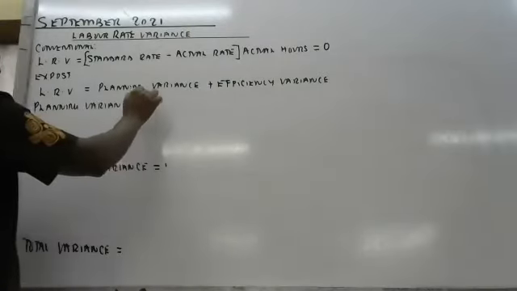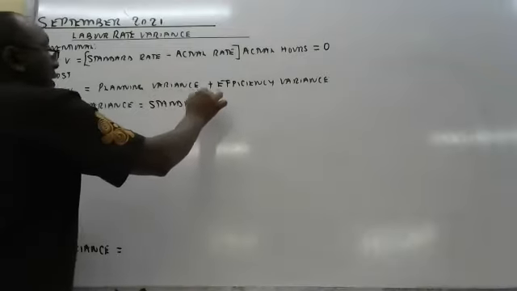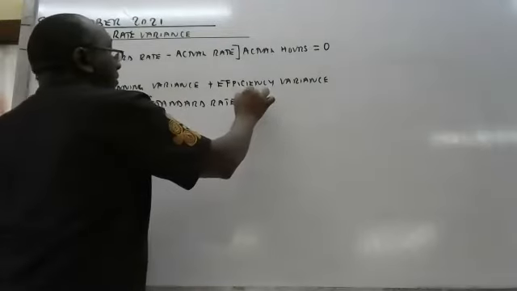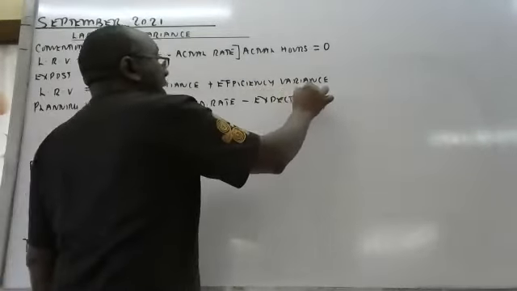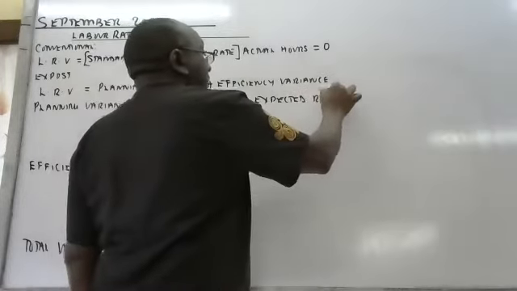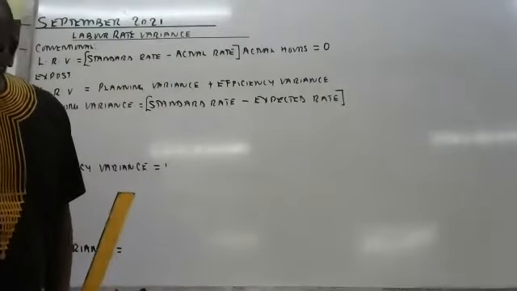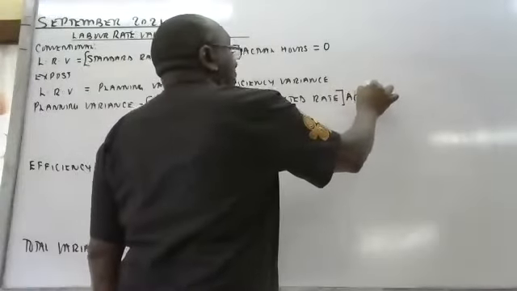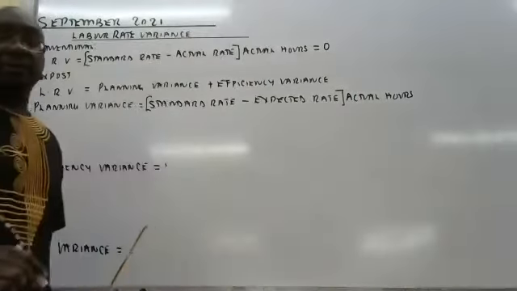It will be the standard rate. The standard rate, you minus expected. We are just introducing expected. Expected rate, you multiply the difference by actual hours.